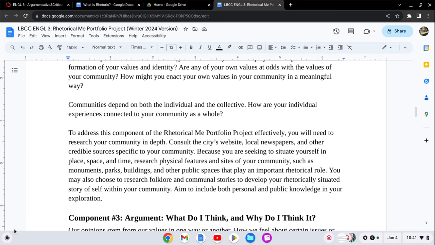But also, if you don't live in Long Beach, look at whatever else might be relevant to your community. If you choose to, that's an option. You don't necessarily need to incorporate that. But you want to try to aim to include personal and public knowledge in this. So your own experiences, your own connection to your community, but then also incorporate historical references, historical information about your community as well.